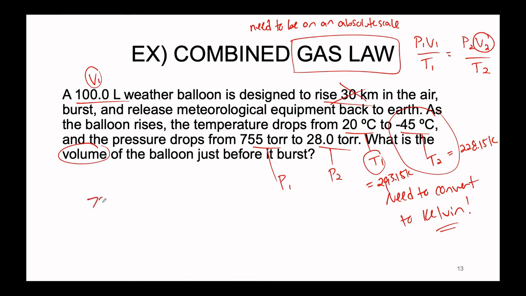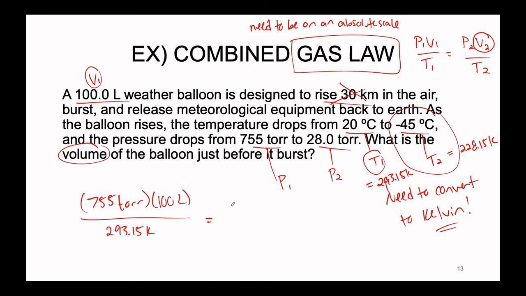Pressure 1 is 755 torr. Volume 1 is 100 liters. And our temperature 1 is 293.15 Kelvin. And again, each of these data points here is on an absolute scale, so we don't need to worry about converting torr, we don't need to worry about converting liters.